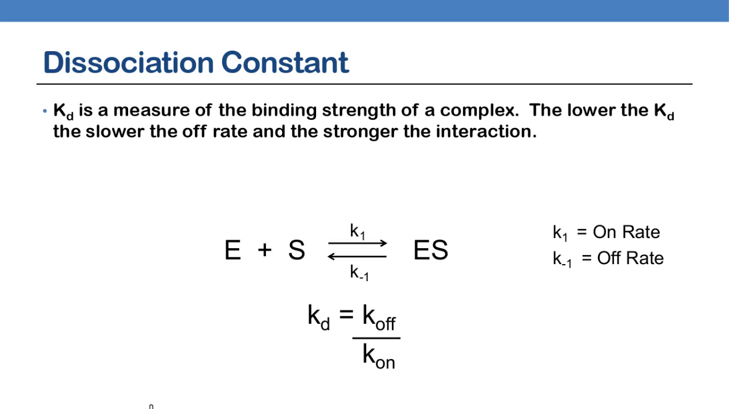Someone asks, what do on rate and off rate mean? It's just the association of the substrate, that binding interaction. So it's kind of like the equilibrium constant, whether it's likely to bind.